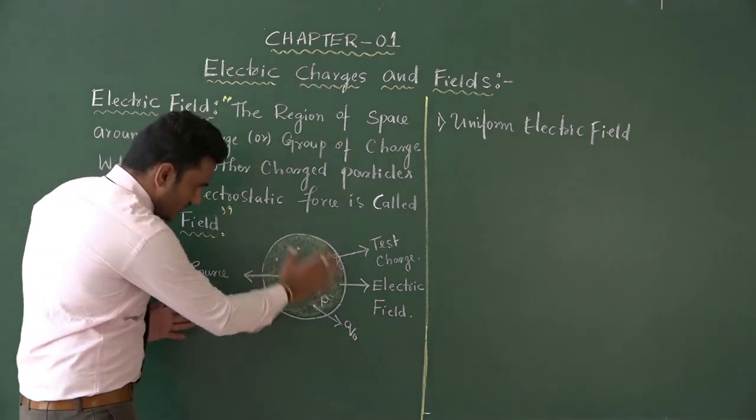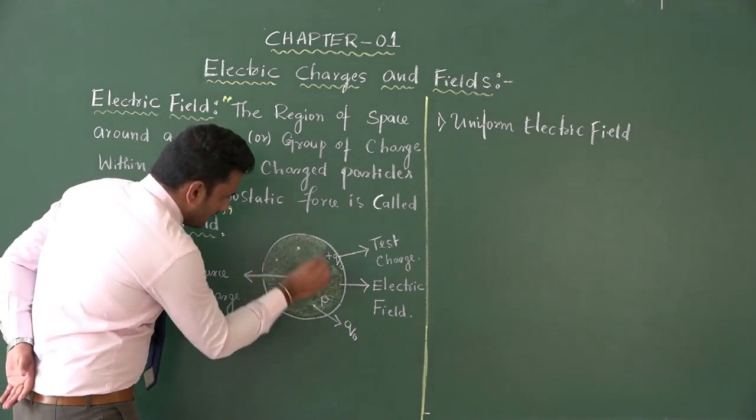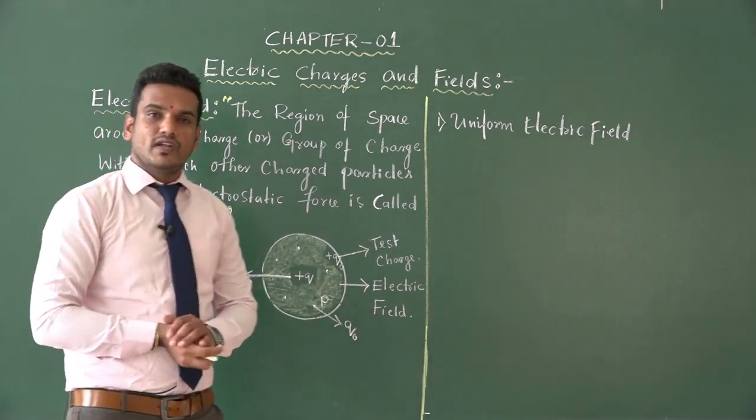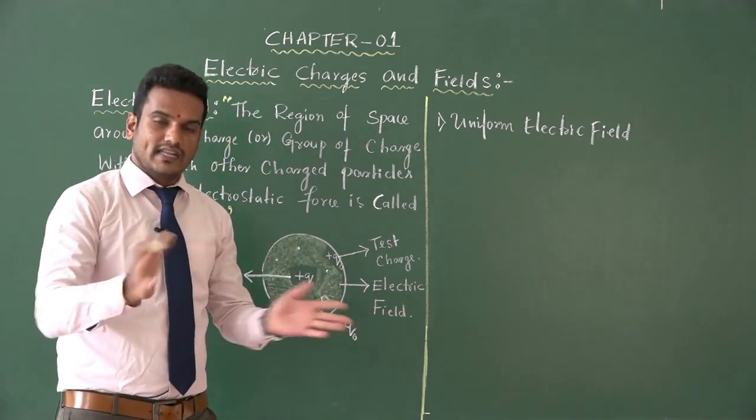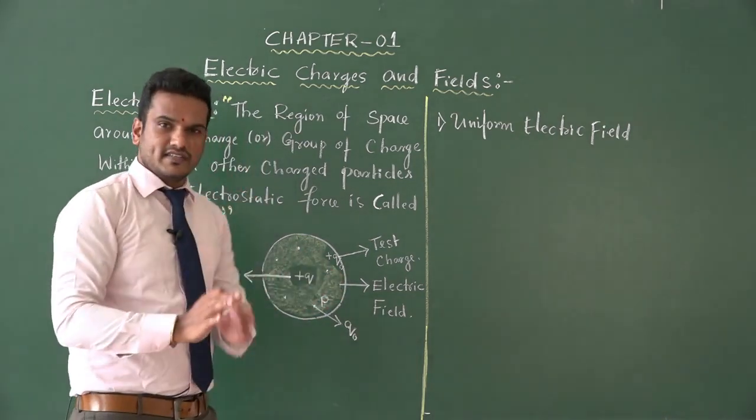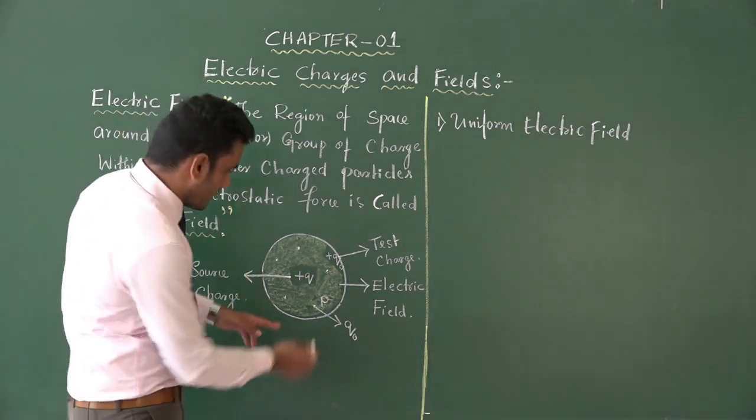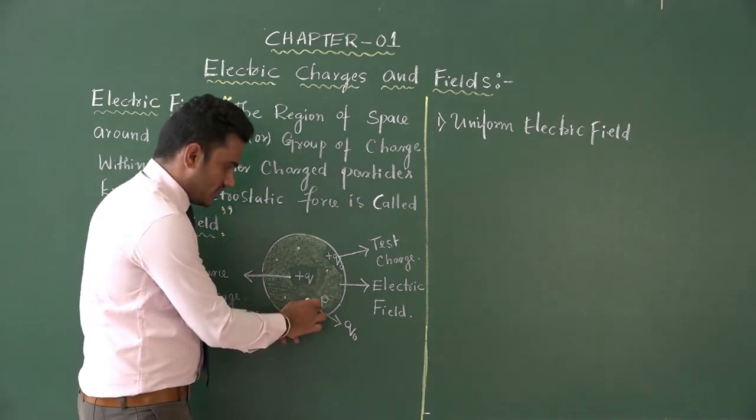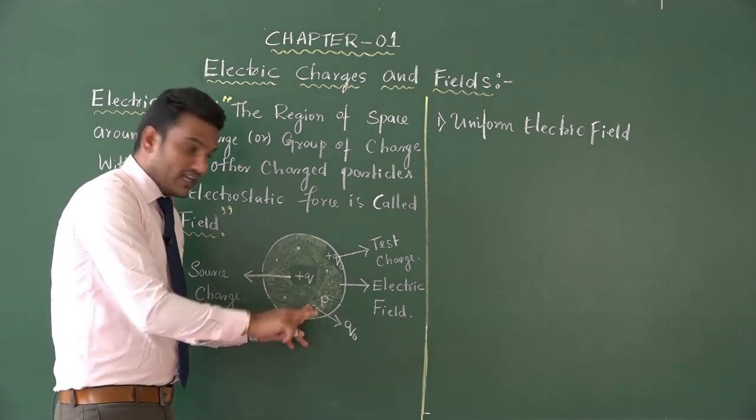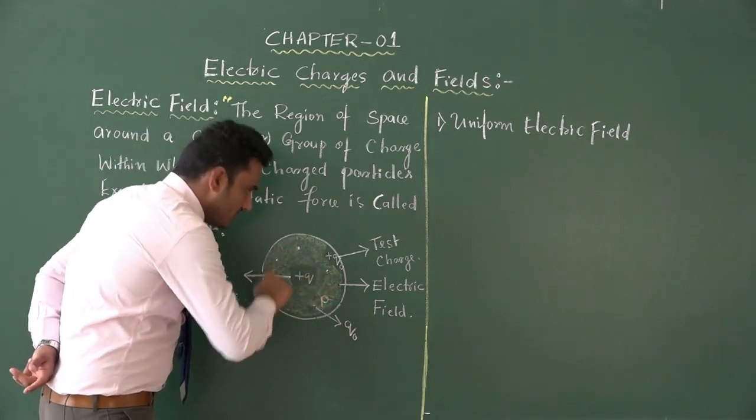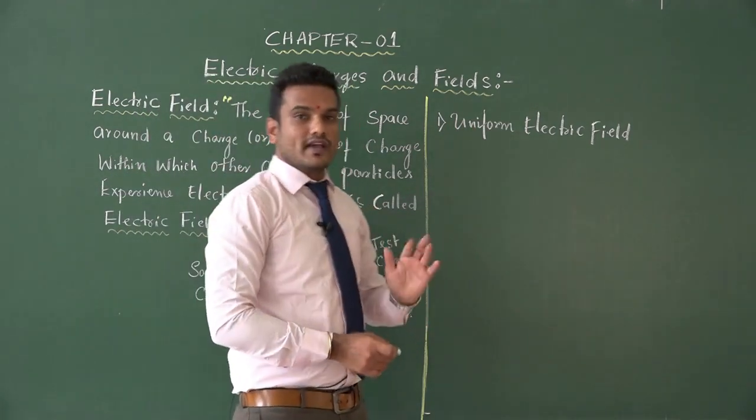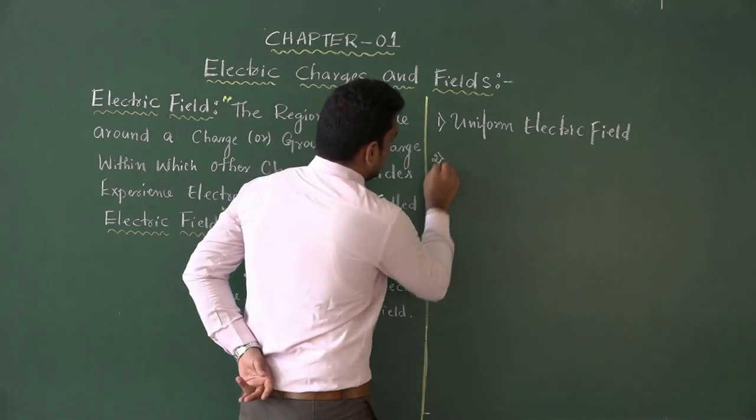Suppose, for example, look at this diagram. We have marked many points, 1, 2, 3, 4, 5. So we can keep a unit positive charge at any point in an electric field. Suppose if you keep a unit positive charge at this point, it experiences a force, for example 4 Newton. Now we keep the same unit positive charge at a different position. There also it experiences the same force. If it experiences the same force at all points, then the electric field is said to be a uniform electric field.